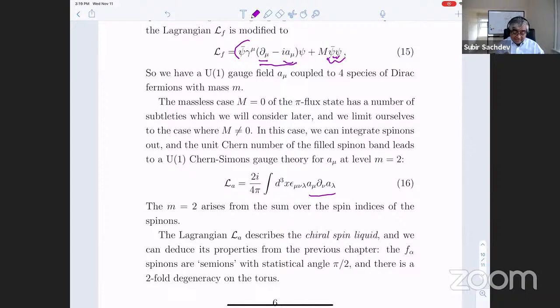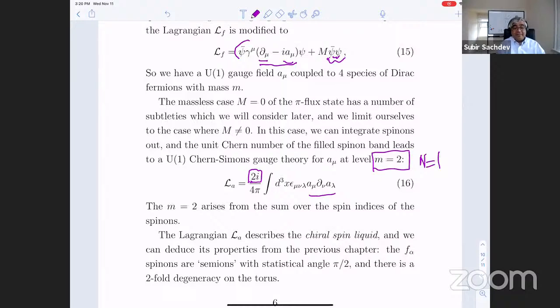Okay, but now comes the key difference. The coefficient, this is not 1, but 2. And from our chapter on Chern-Simons gauge theory, we already know that's going to make a huge difference. That's M. So this whole thing is M equals 2. And of course, N equals 1. It's one Chern-Simons gauge field.